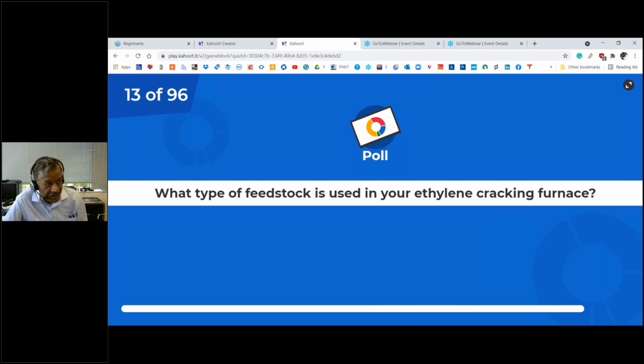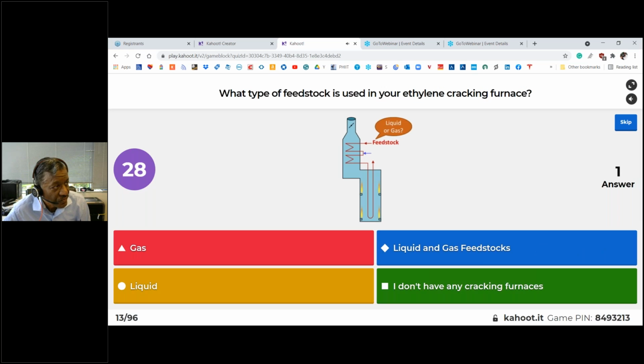So again, let's get your feedback. What type of feedstock are you using in your cracking furnaces, whether you're using gas, liquid, or liquid and gas both?